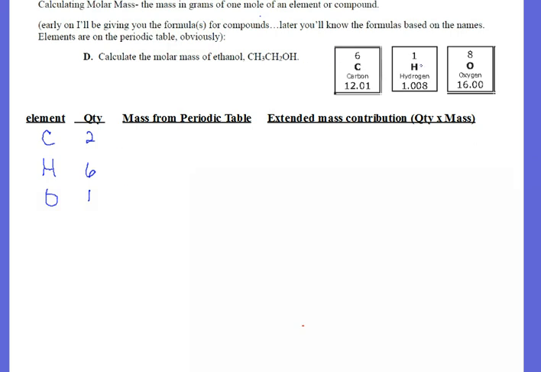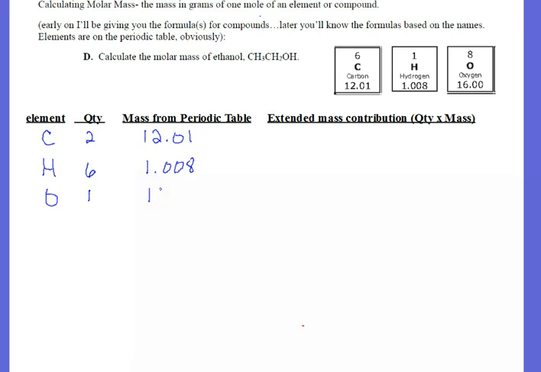So here we'll take our information from our periodic table, and we see that carbon has a weighted average atomic mass of 12.01 atomic mass units, or 12.01 grams per mole. Our hydrogen is 1.008 grams per mole, or atomic mass units.